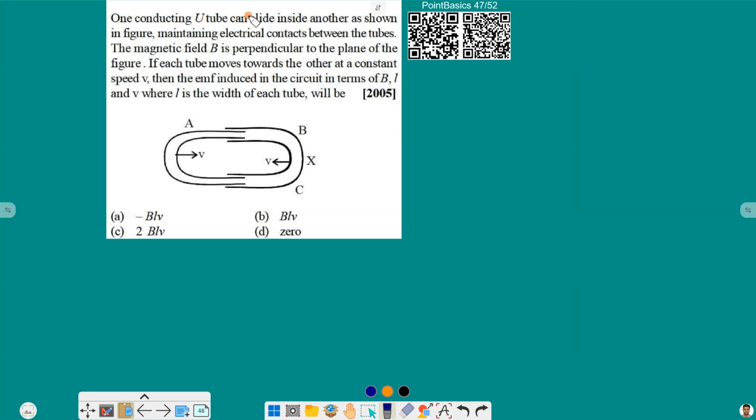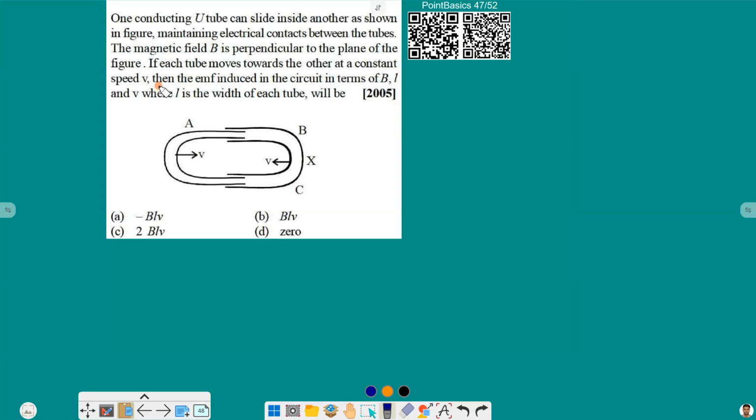One conducting U tube can slide inside another as shown in the figure, maintaining electrical contact between the tubes. Magnetic field perpendicular is B. If each tube moves towards the other at a constant speed V, find the EMF induced in the circuit.